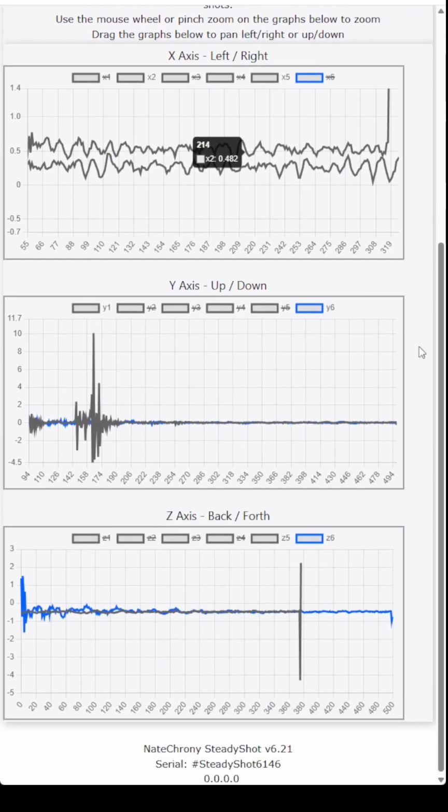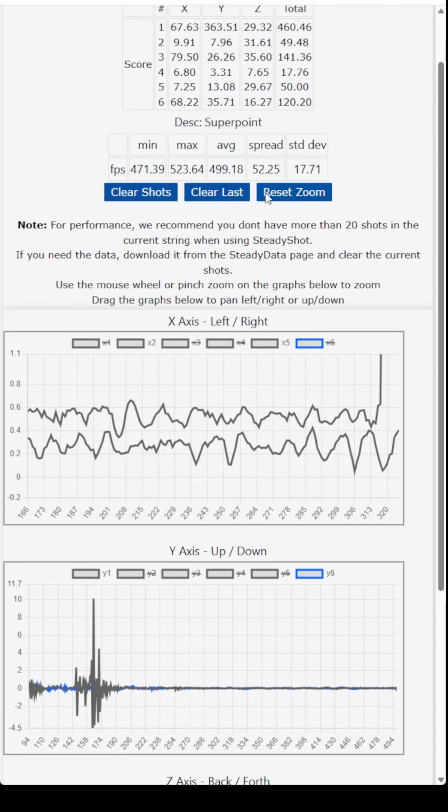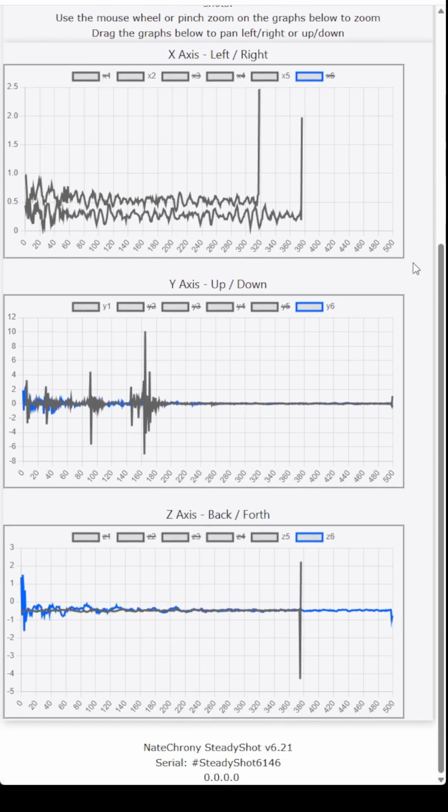The little gap here at the side on a touchscreen device, you can put your finger there to scroll up and down. If you're zooming in, to quickly reset the zoom, click reset zoom, and that'll reset all of the graphs to the default zoom. So you could look at your movement, look at when you moved, how much you moved, compare each axis individually on each shot.